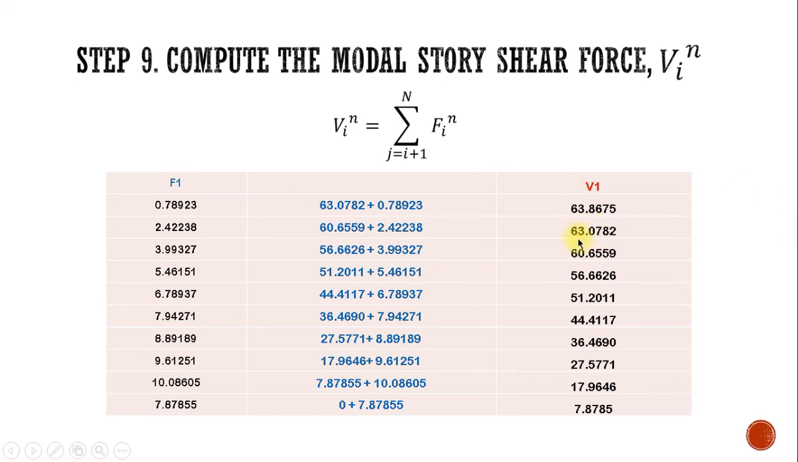In the second floor, we have 63.0782 as a result of these calculations. This 63.0782, we add to the lateral force of the first floor, 0.78923. This will be our solution, and this is the result. So this is the modal story shear force of mode 1. It's only mode 1, this V1, for the first floor, second floor, third floor, fifth floor, sixth floor, seventh floor, eighth floor, ninth floor. These are all in kilonewton.